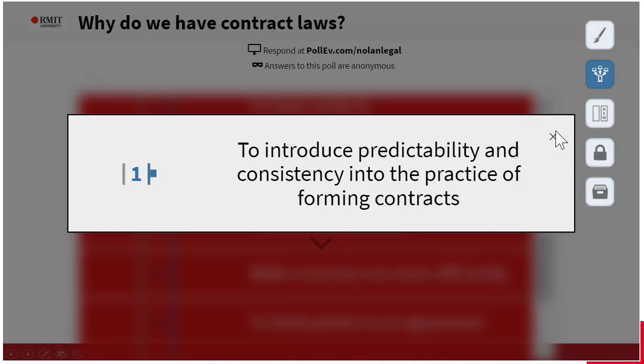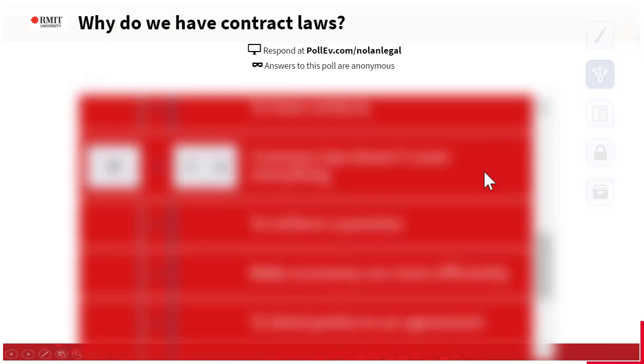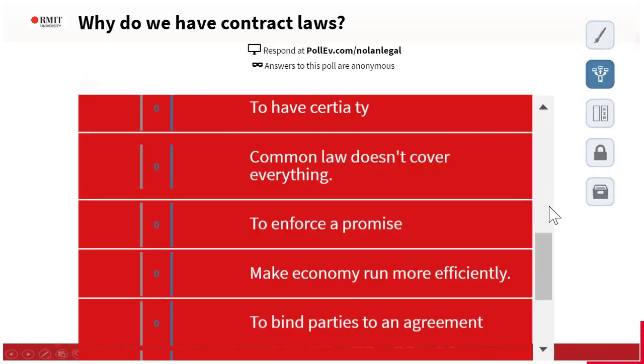Have a look at a few more here, just see if... I'm going to treat that as certainty. So bind.